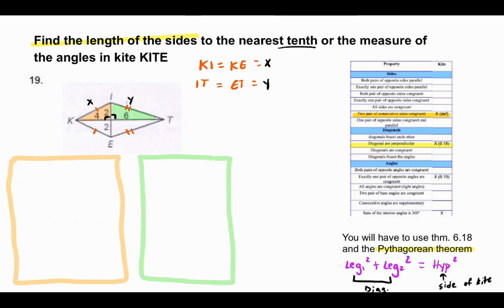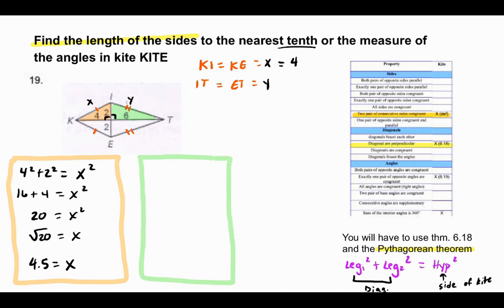So for my first small congruent triangle, I'm going to do 4 squared plus 2 squared equals my x squared. So that's 16 plus 4 to get 20. And to remove the square, we take the square root. And since we're dealing with measurement, we only need the positive square root, and the square root of 20 rounded to the nearest tenth is 4.5. So this is the length of the two shorter sides.